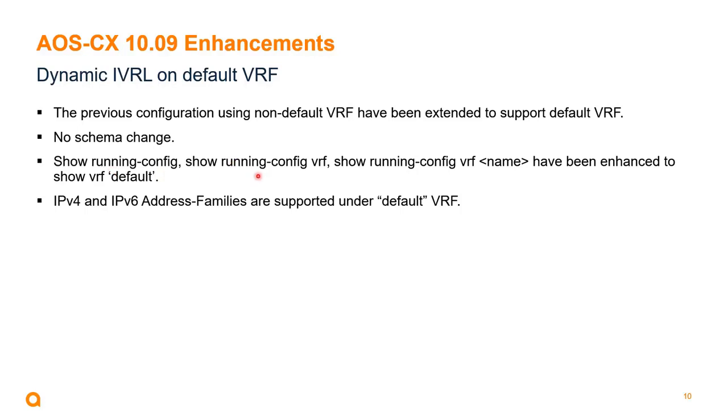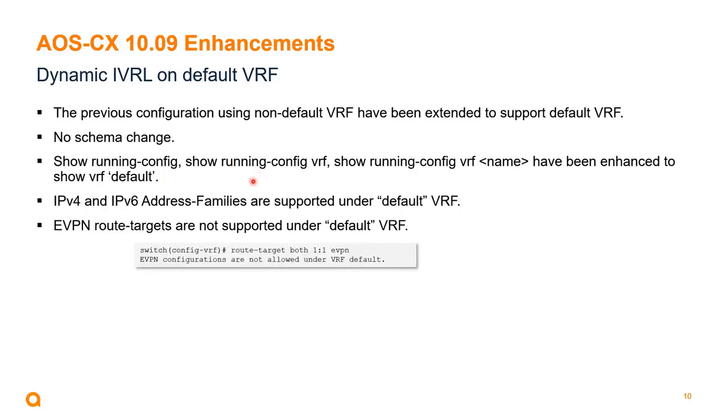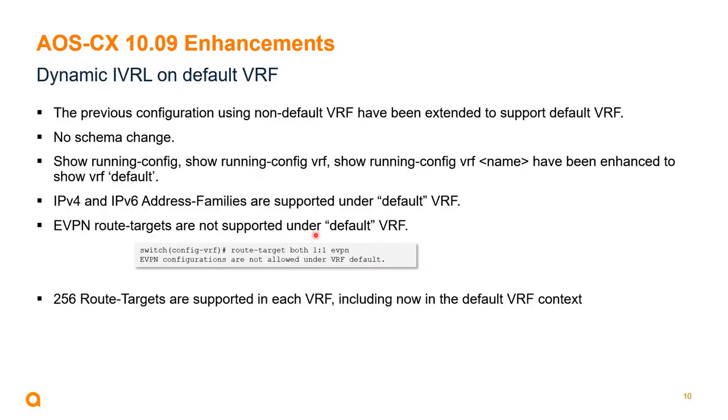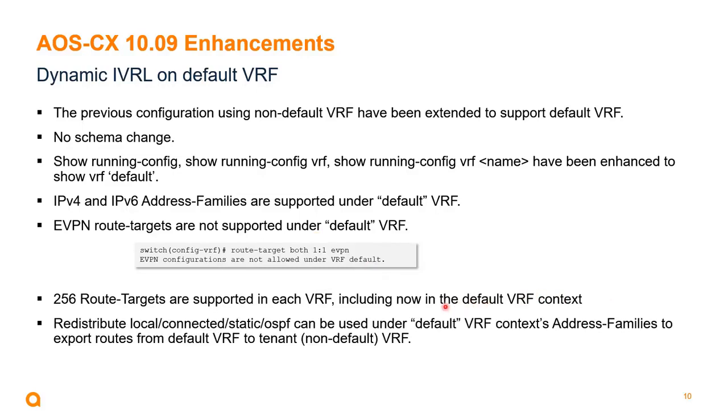Only IPv4 and IPv6 address family are supported. EVPN address family or route target is not accessible for the default VRF. We can have up to 256 route targets supported in each VRF, and that's including now the default VRF context.